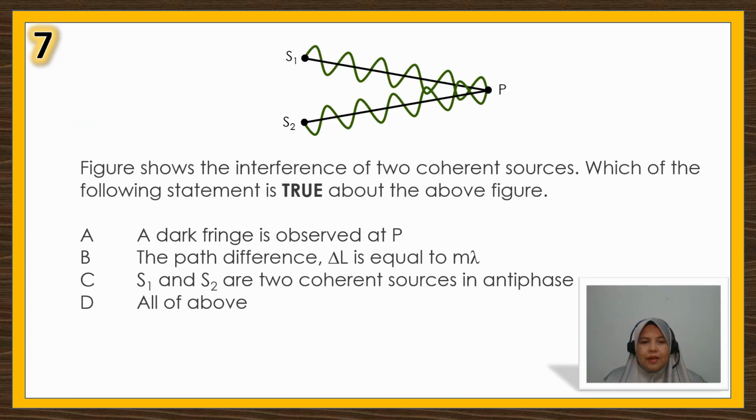For question number 7, the figure shows the interference of two coherent sources. Which of the following statements is true about the above figure? The best answer is all of the above, because if you refer to S1 and S2, both are coherent sources which are in antiphase. At point P, the cancellation of the amplitude occurs, so a dark fringe will be produced, and the path difference for antiphase for destructive interference is equal to m lambda. That's why the answer is D.